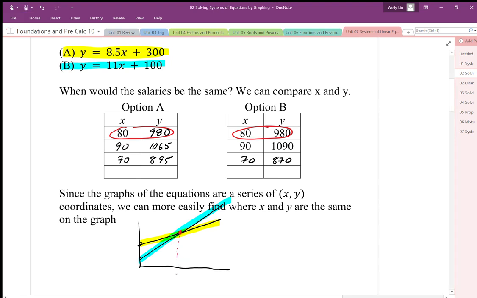At 80 hours, we're going to have the same pay, and we can then analyze this situation based on the comparison of these two relationships. We can see when these two relationships are the same, or in other words, where these two relationships meet.